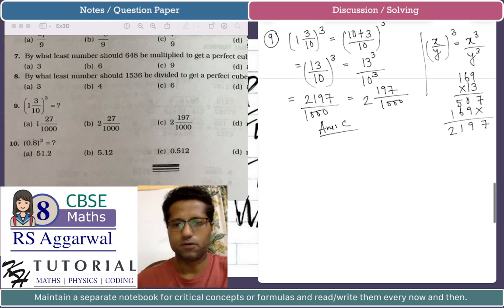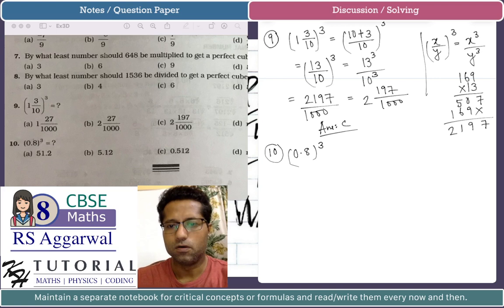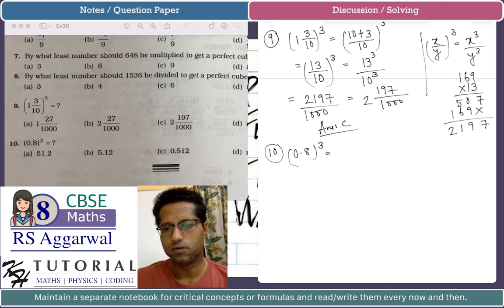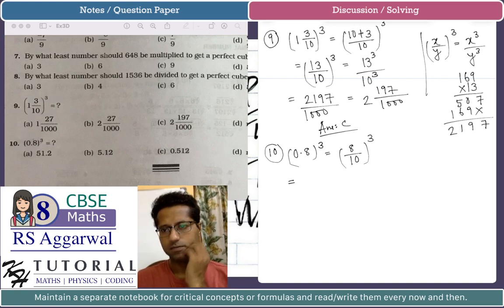Okay. The last problem is we have to find the cube of the decimal number 0.8. Now, to find the cube of a decimal number, you first convert the decimal number to a fraction. 0.8 is 8 by 10, and we have the cube. So now we have a cube of a rational number. The fraction is 8 by 10.